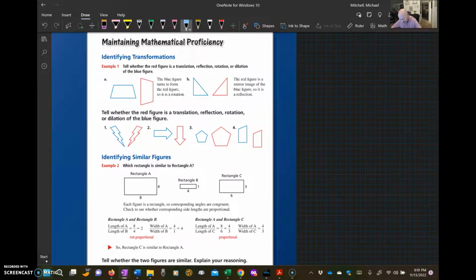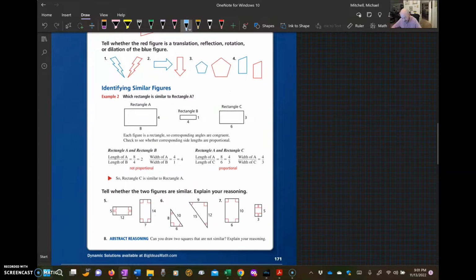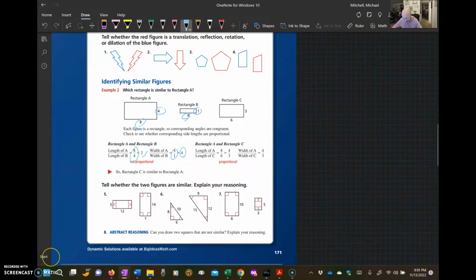They're saying that the blue figure turns to the red figure is a rotation. That's a mirror image. Now this one, notice they're using fractions on it. So they're A to B. That's rectangle A to B. Corresponding sides, long to long, short to short. 8 to 4 reduces to 2. 4 to 1 reduces to 4. Those aren't the same number. It's not proportional. So that is not similar.